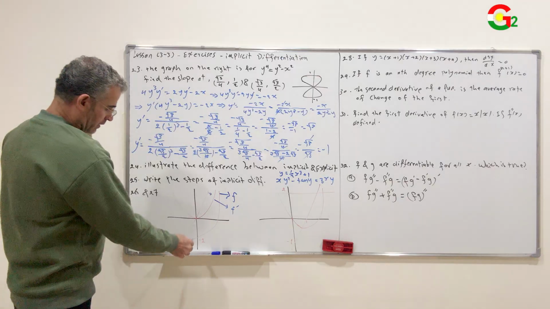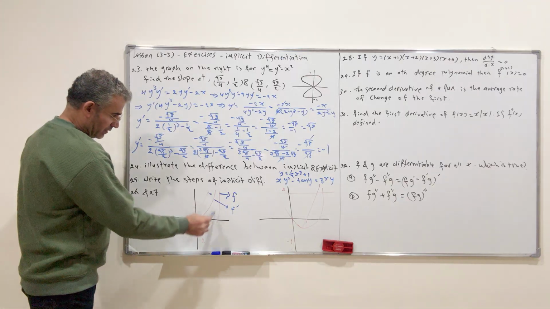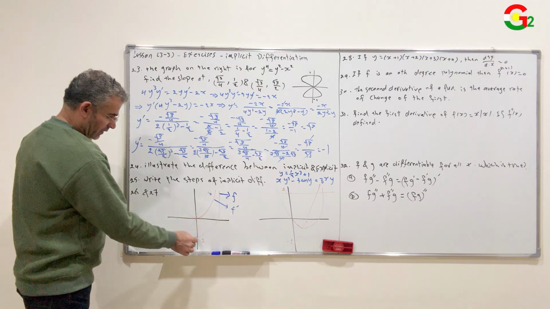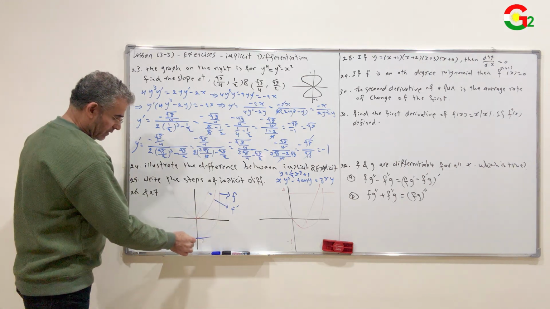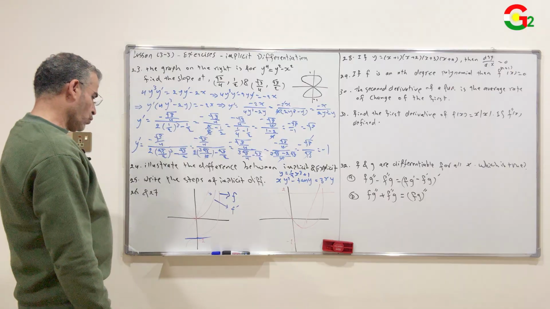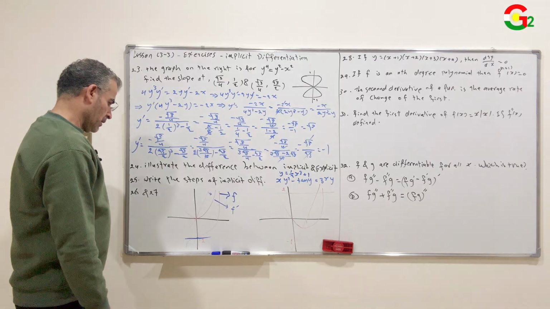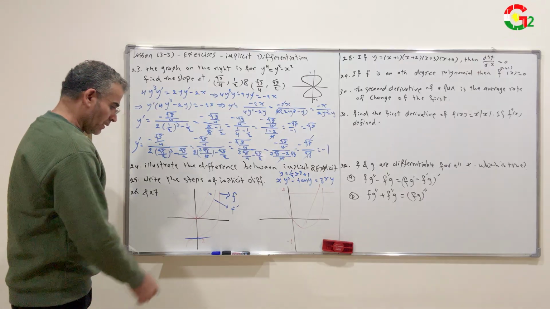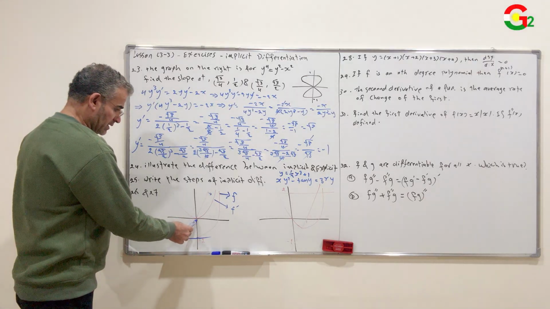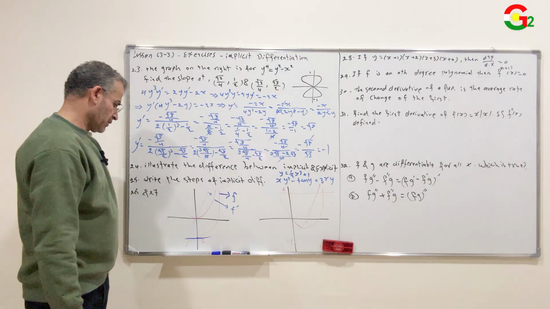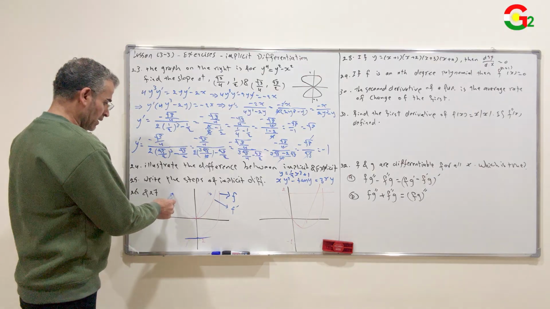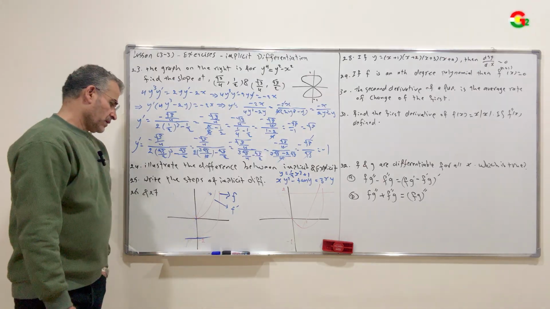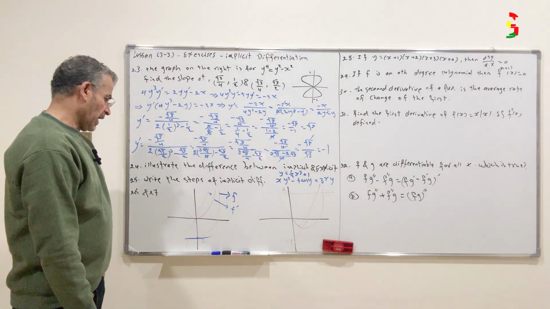Also, if we see here, the function has a horizontal tangent line at x = 0, then its derivative intersects the x-axis at 0.